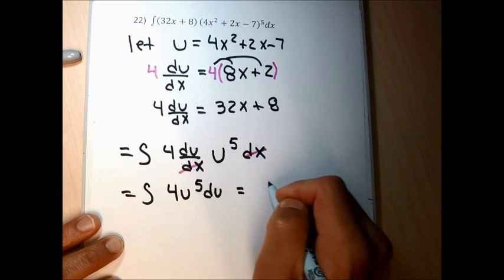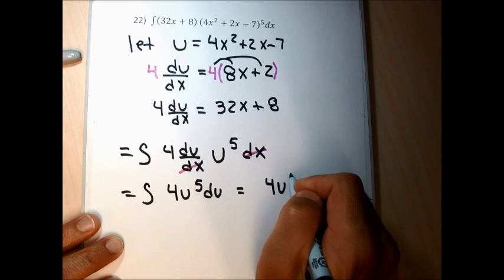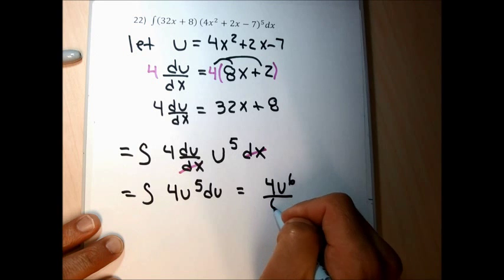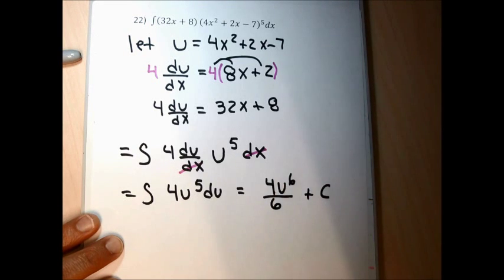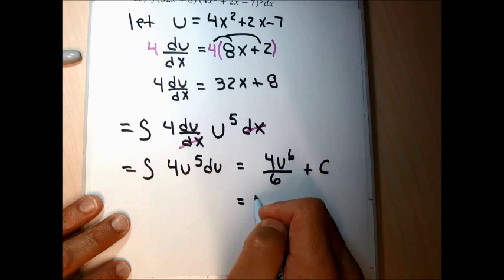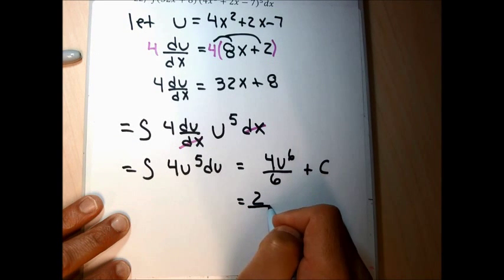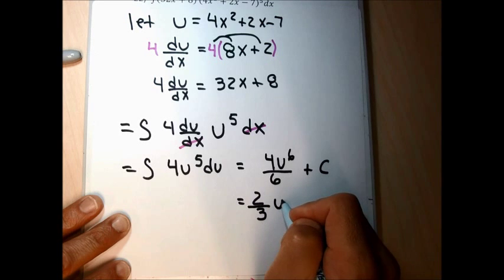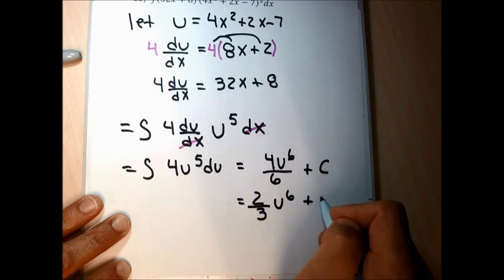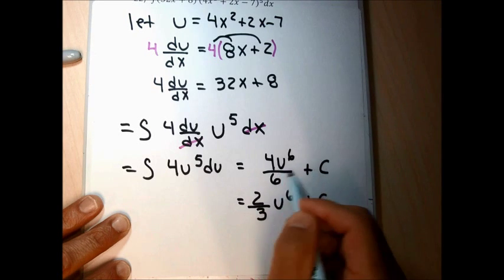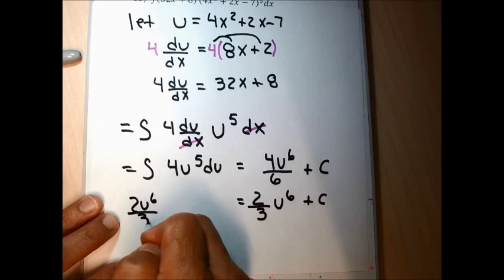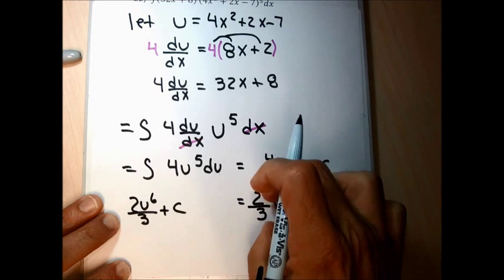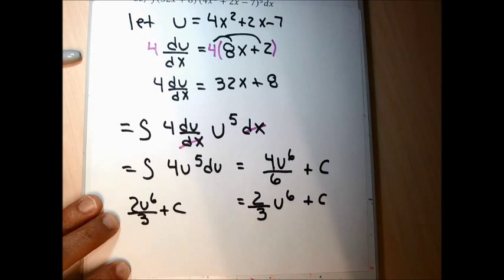I can add 1 to the exponent, divide by the new exponent, add on the plus c. This fraction 4 over 6 reduces to 2/3. And I'd probably write this as 2/3 u to the 6 plus c rather than 2 u to the 6 over 3 plus c. This version is better for me if I have to go check it with a derivative.